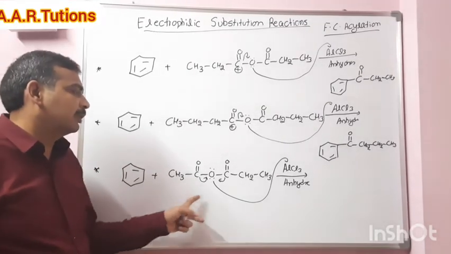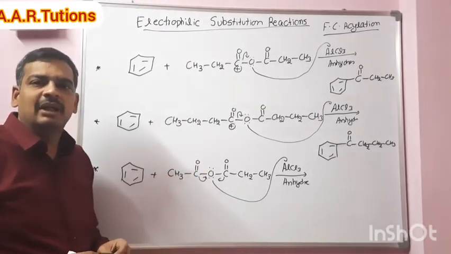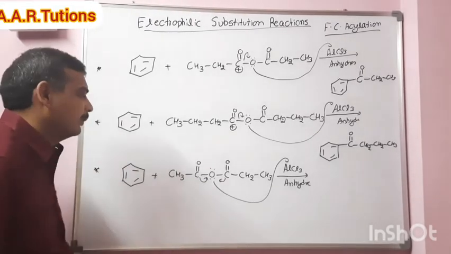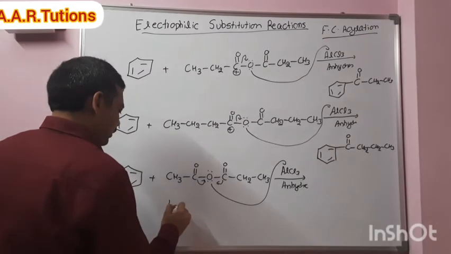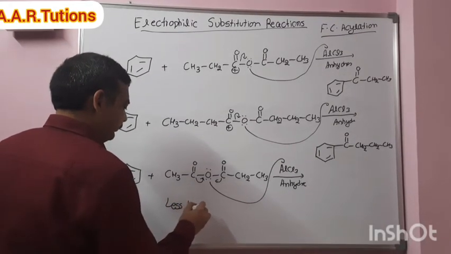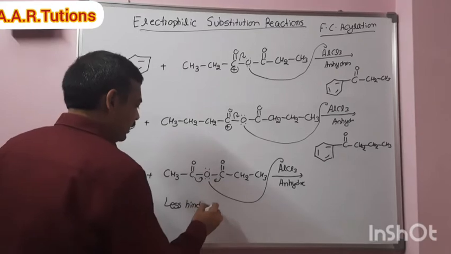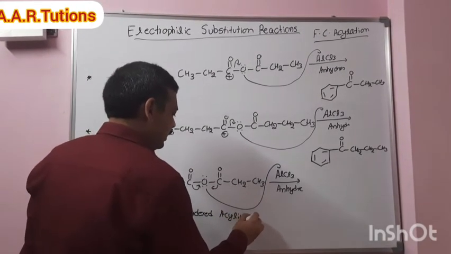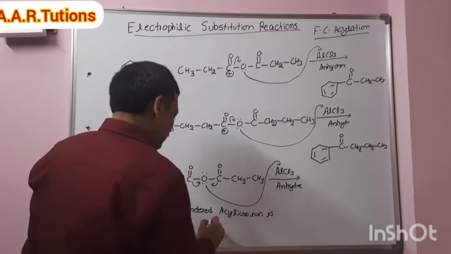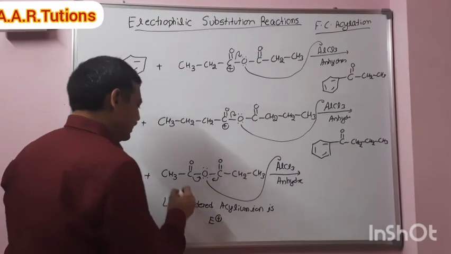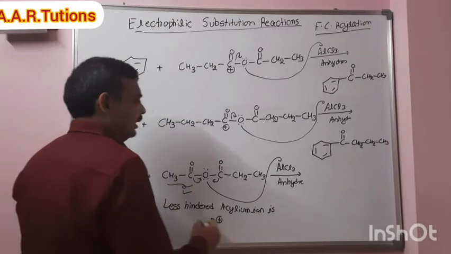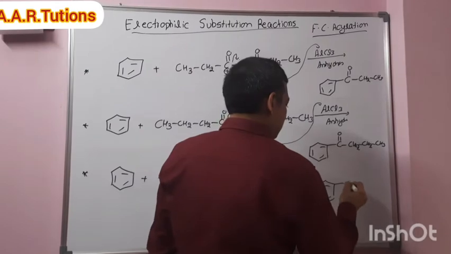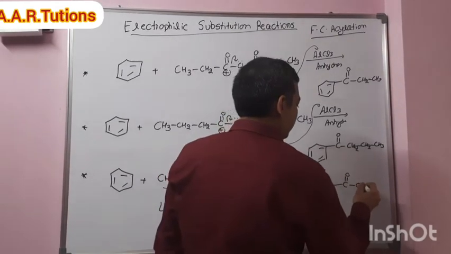Whenever the problem is like this, always the less hindered acylium ion is the electrophile. So which is the less hindered? This is the less hindered. The product formed is acetophenone.